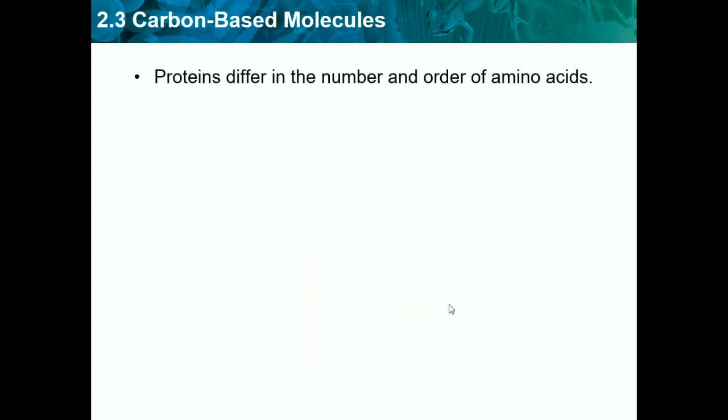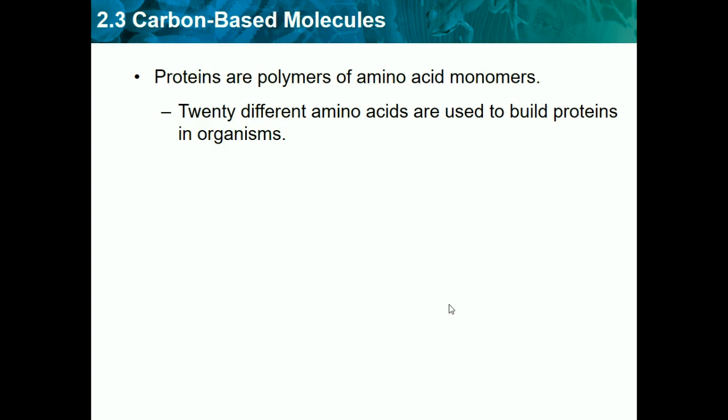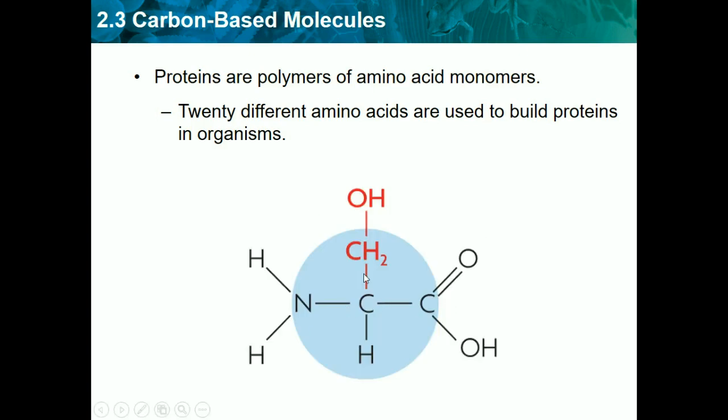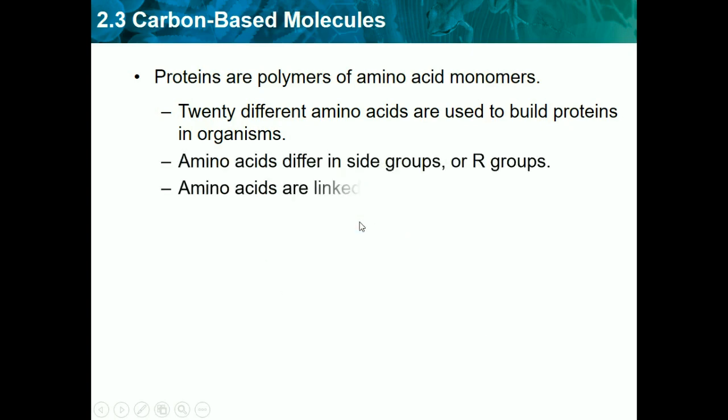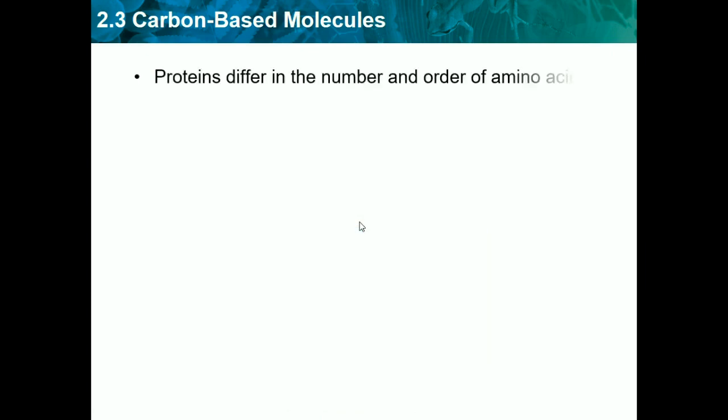So proteins differ in the number and order of amino acids, like I said. If you change the number of these amino acids or the arrangement, it'll be a different protein. Even though there's only 20 amino acids, there are so many different ways you can put all of them together to make a whole lot of different proteins. A lot of combinations of proteins.